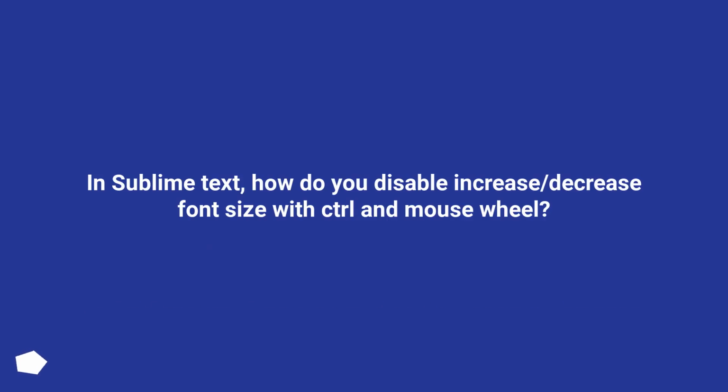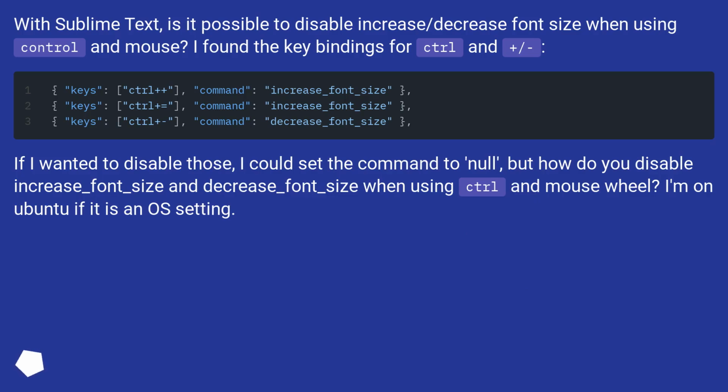In Sublime Text, how do you disable increase/decrease font size with Ctrl and mouse wheel? With Sublime Text, is it possible to disable increase/decrease font size when using Ctrl and mouse?